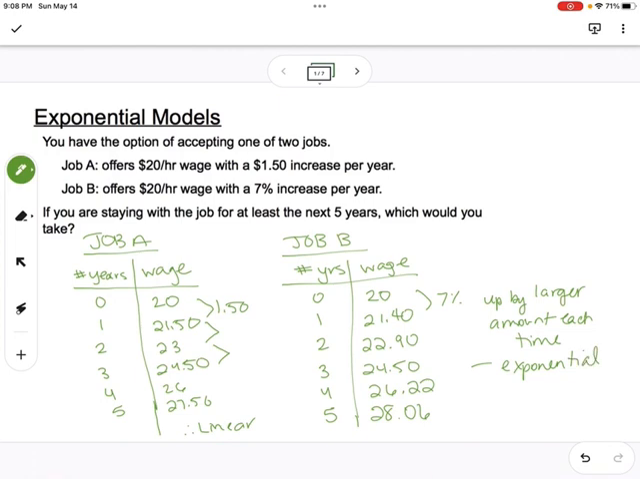Now, if we're looking at the equations for these, for job A, we're going to have y equals, we're starting at the $20, and we're adding 1.50 per year. So that's the equation for job A. For job B, we're starting at the $20. We are adding 7% each time, and that's getting multiplied by the number of years. Okay, so here is a linear equation, and here is an exponential.